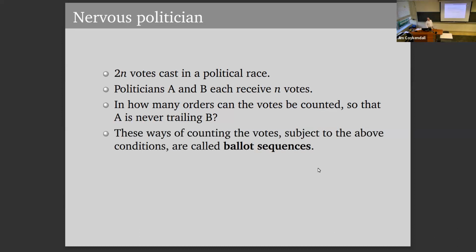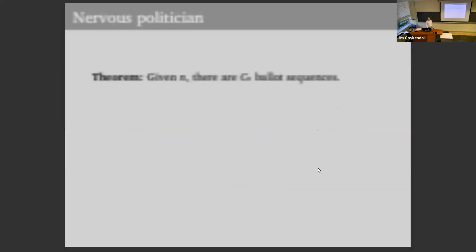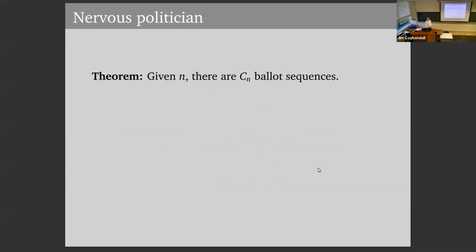These are called ballot sequences. So there are 5 ways when n is 3. You can count all the A's and then the B's, but you've got to start with an A, because A can never trail. And you can't have ABB, because then B would be ahead at some point. So yeah, this way A is ahead and then B tied; this one B tied, and then A pulled ahead and B tied at the end. And these are also counted by Catalan numbers.